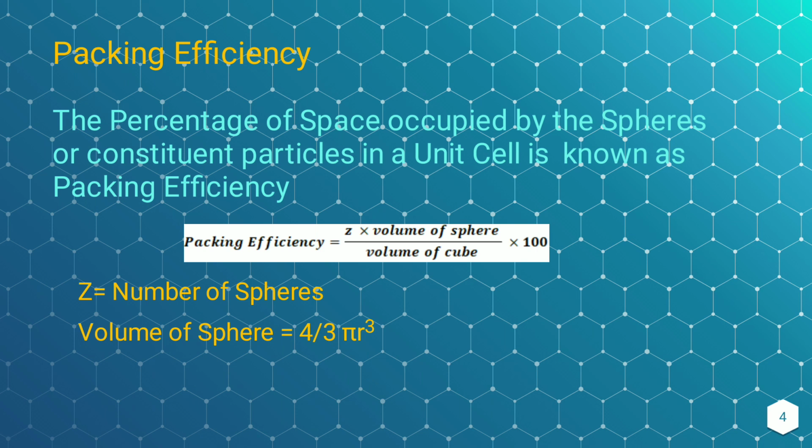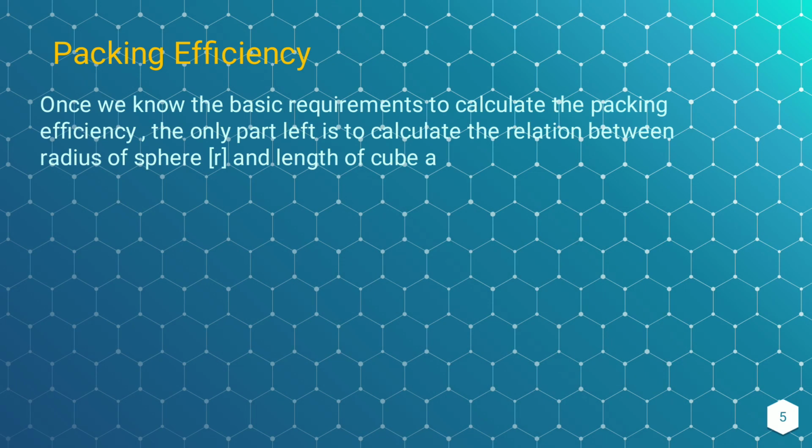Volume of a sphere, it is a geometrical formula, is equal to 4 by 3 pi r cube. And volume of a cube is length cube, where length is represented by the letter a, so it is referred to as a cube. Now, what are the things we know? Once we know the basic requirements to calculate the packing efficiency, the only part left is to introduce the requirement or relations in the formula and to calculate the relationship between the radius of the sphere or particle and the length of the cube a.